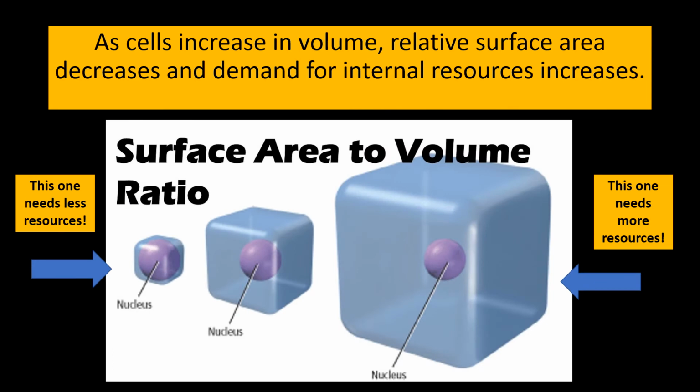This is the general rule, and if you can remember this, then you have this down. As cells increase in volume, relative surface area decreases and the demand for internal resources increases. As cells get bigger in volume, their surface area relative to volume decreases and they demand more in order to function. Smaller cells need fewer resources compared to bigger ones.